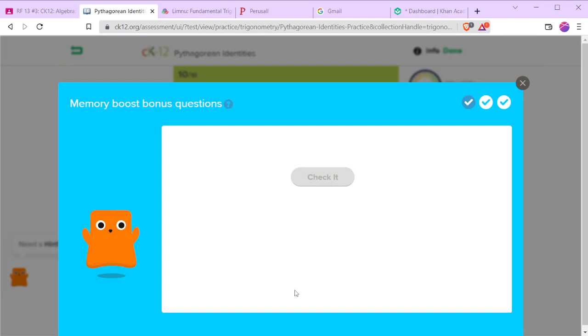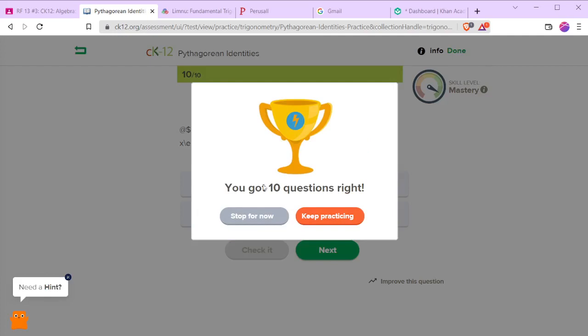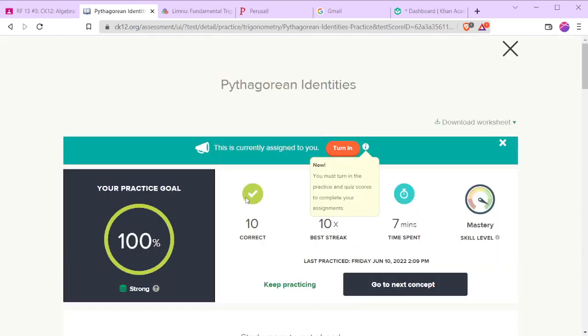So the memory boost questions, I think we need to be working with the system a little bit longer for those to work. So memory boost questions, I think, are pulling in content from previous lessons that we were struggling with.